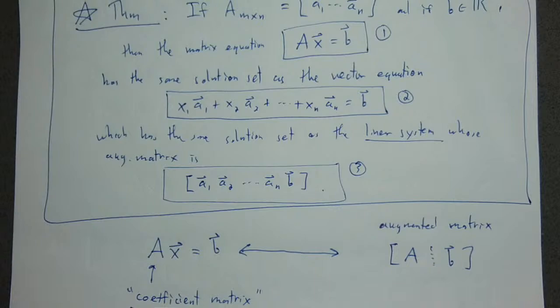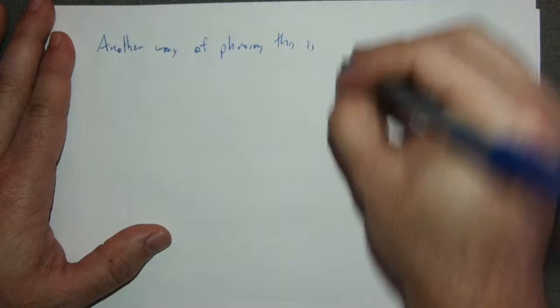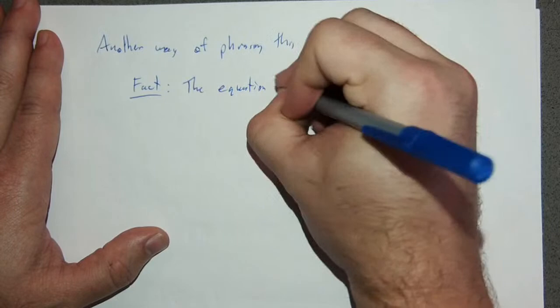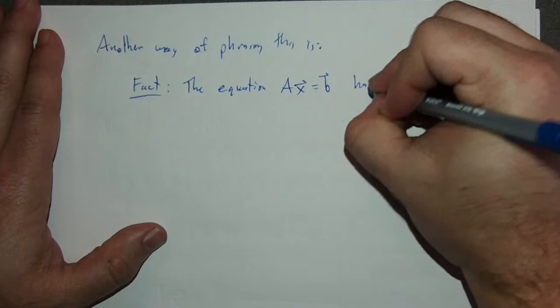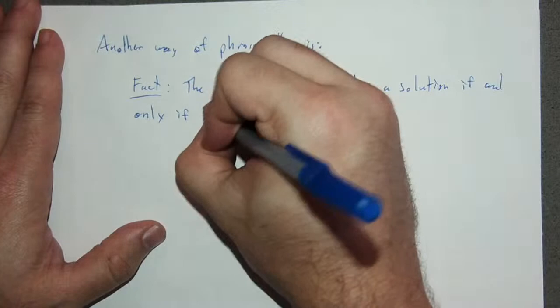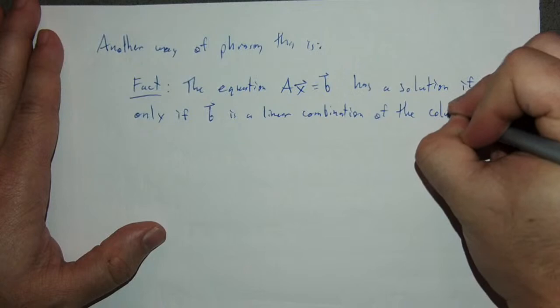Okay, so another way of phrasing this is the following. Here's a fact that follows from that previous theorem. The equation Ax = b has a solution if and only if b is a linear combination of the columns of A. Okay.